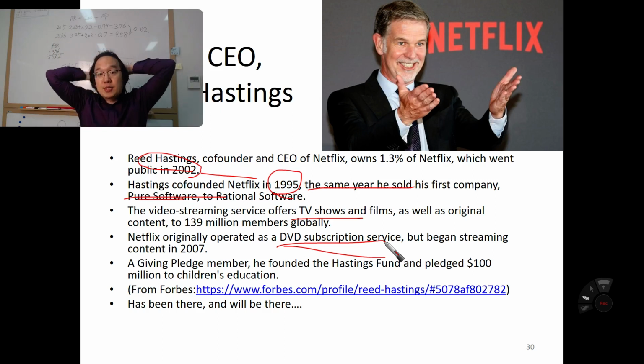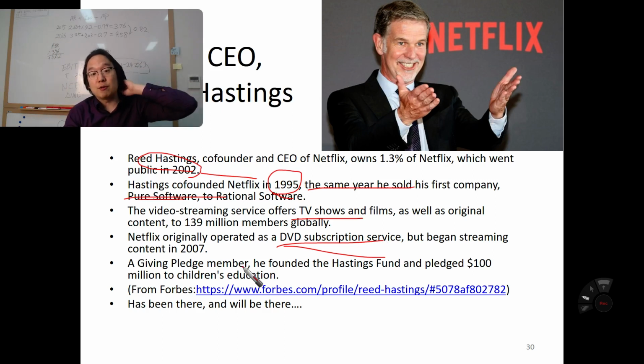But it began streaming content in 2007. He founded the Hastings Fund recently and pledged $100 million to children's education. So this is his way of contributing back to society as CSR, I guess, right? Good. So it looks like this, right? This kind of information you can get from Forbes. Has been there and will be there, right?